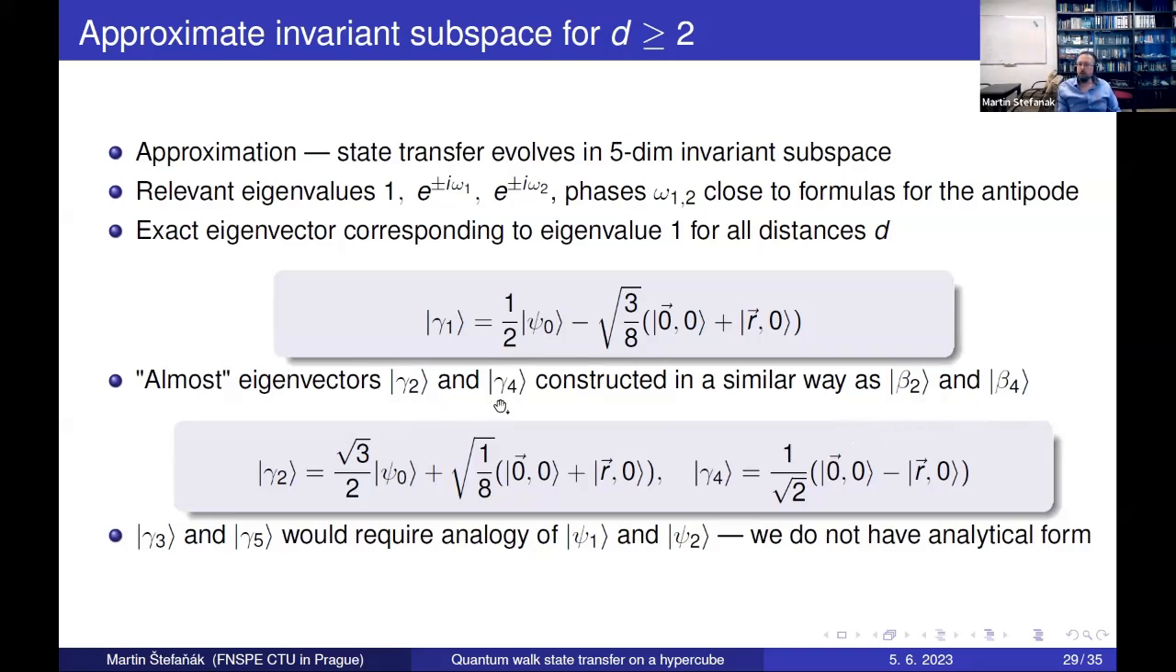The other two almost eigenvectors utilize these states psi 1 and psi 2, and for them, we don't have an analytical form. So we don't have the analogy of this in this case. But the invariant subspace, from the numerical investigation of the relevant part of the spectrum and eigenvectors, the approximate invariant subspace again will be 5-dimensional with the same eigenvalues as before. These omega 1, omega 2 will be very close to the formulas we had for the antipode.